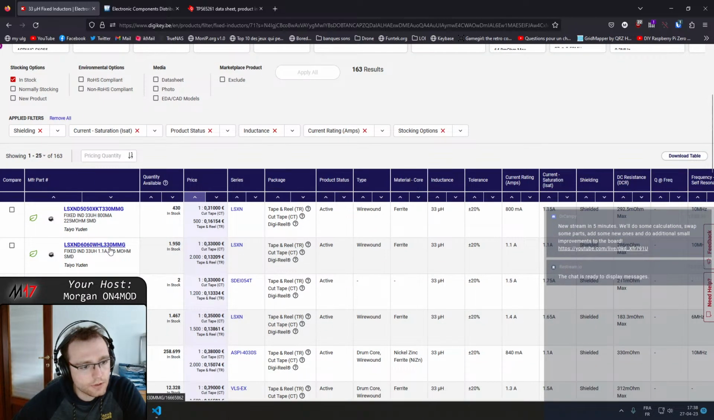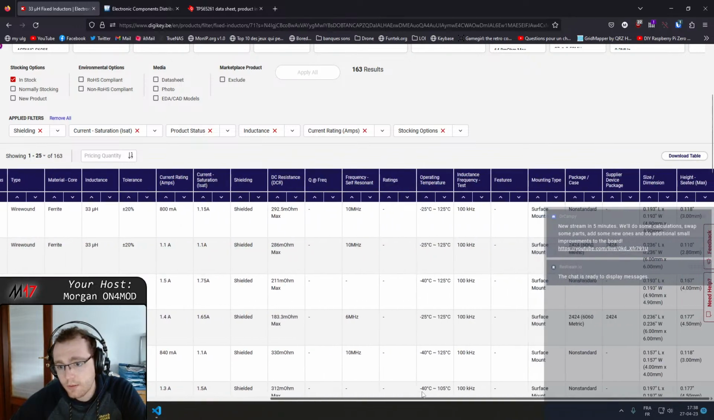Oh, they have that one too. So we see that it's from the manufacturer, which is the same as the one that we have currently. What I want to have a look at is the footprint. You see that this one is 6 millimeters by 6 millimeters, and that one is 4.9 by 4.9. This is the footprint that we already have on the board.